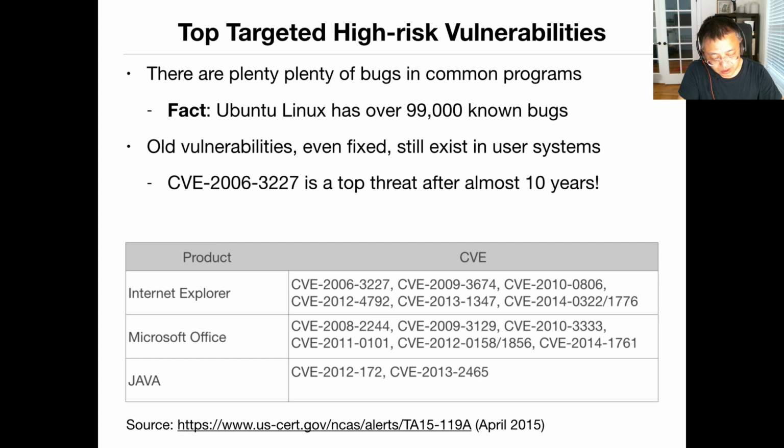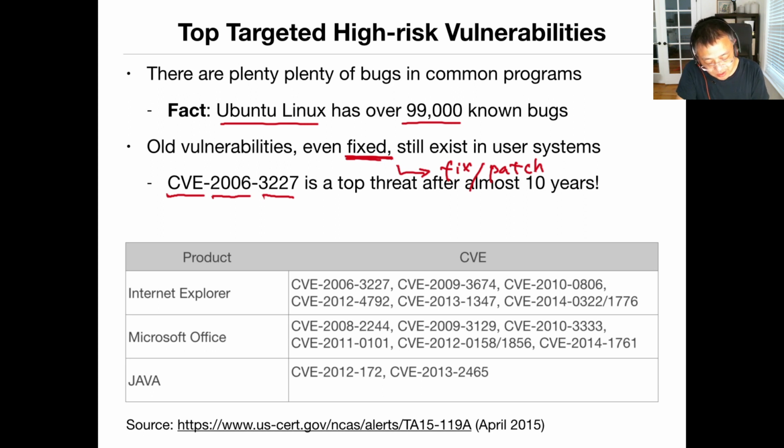So, top targeted high-risk vulnerabilities. There are a lot of bugs in common programs. For example, Ubuntu Linux has over 99,000 known bugs, right? It could be security bugs and also a lot of other bugs. So the old vulnerability, even fixed, means there is already a fix or a patch provided by the vendor, but it can still exist in the user systems. So here is an example, right? CVE-2006-3227 is a top threat after almost 10 years.